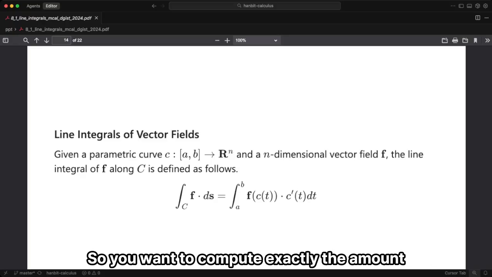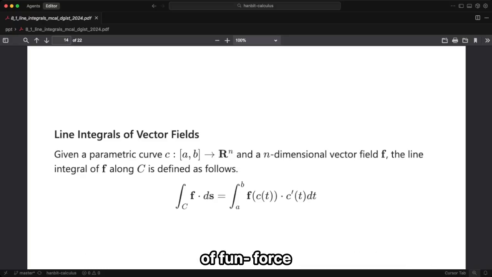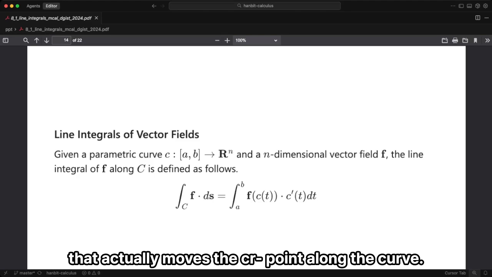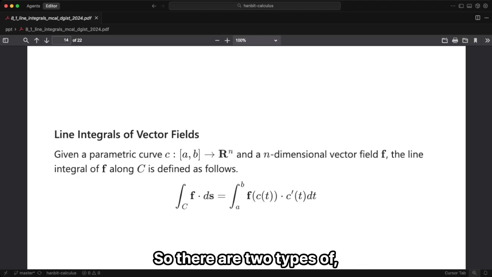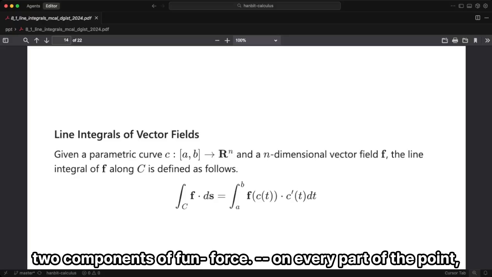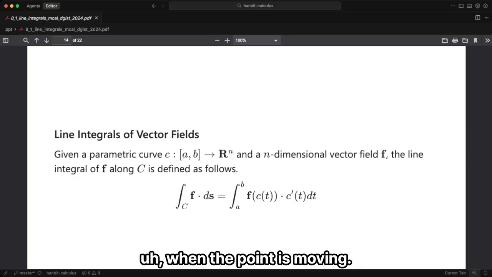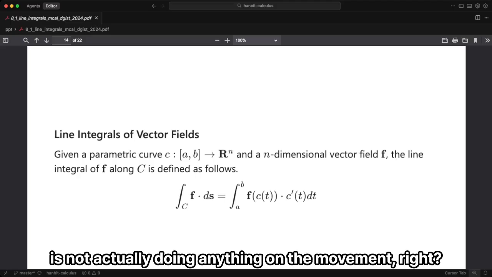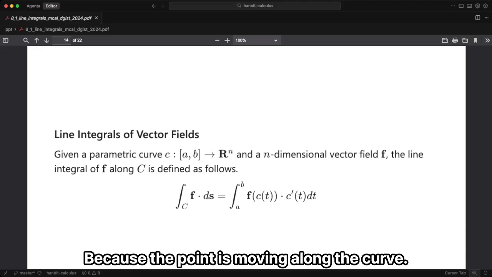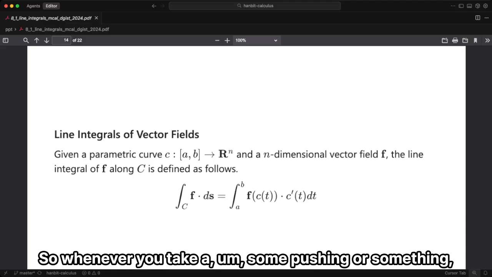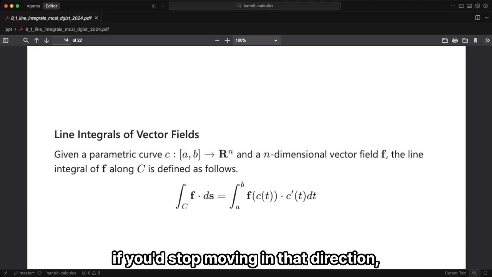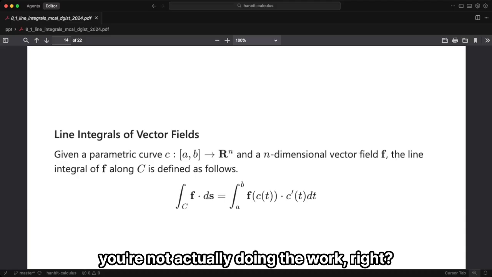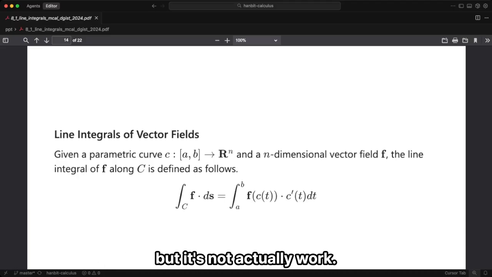So you want to compute exactly the amount of force that actually moves the point along the curve. There are two components of force on every part of the point when the point is moving. One is the tangential direction and the other is the orthogonal direction. The orthogonal direction is not actually doing anything on the movement, right? Because the point is moving along the curve. Whenever you push something, if it's not moving in that direction, you're not actually doing work, right? There is always the counter force, but it's not actually work.